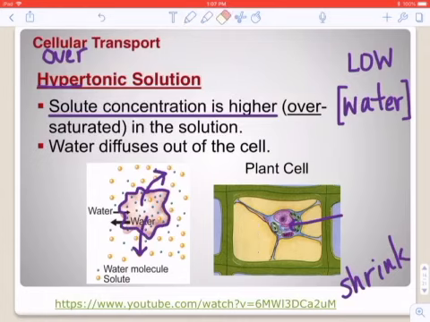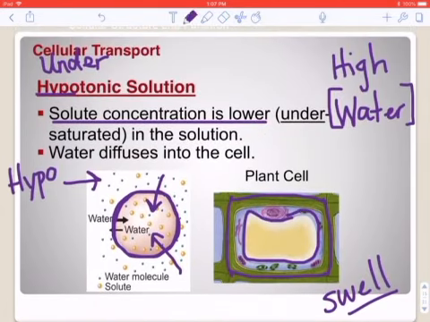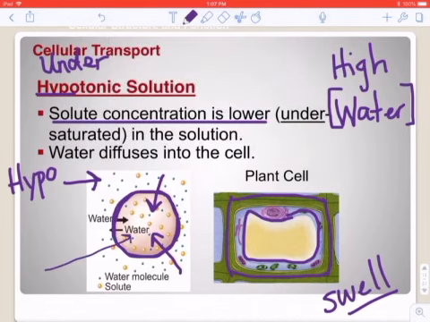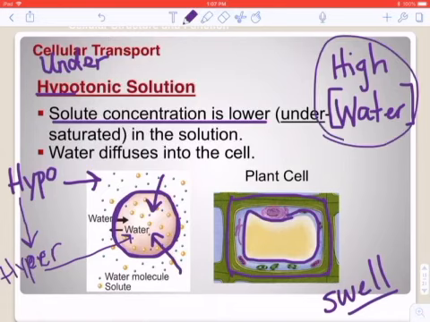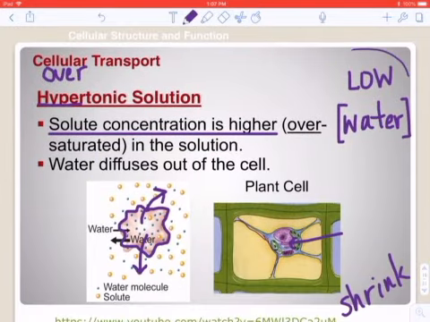Right? Now something that I want to point out, since these are relative terms, hypertonic and hypotonic, notice here we said that the solution was hypotonic. If that's the case, then that must mean that what's inside the cell, that environment, is a hypertonic solution. Right? And as a general rule, water will always move from a hypotonic to a hypertonic solution, because remember, hypotonic is where we have really high water. Hypertonic is where we have really low water.